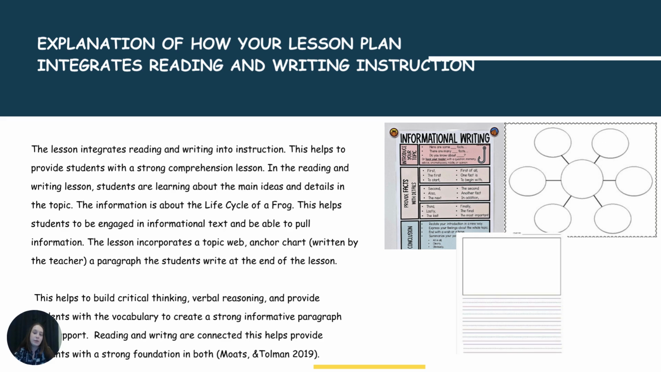The goal is to help provide students with strong comprehension skills. The information about the life cycle of the frog helps engage students. It's a fun concept, and the students get multiple ways to pull that information. Students have an informational anchor chart to pull from, a topic web, and support with a modeled sentence, and then practice on their own with effective feedback.